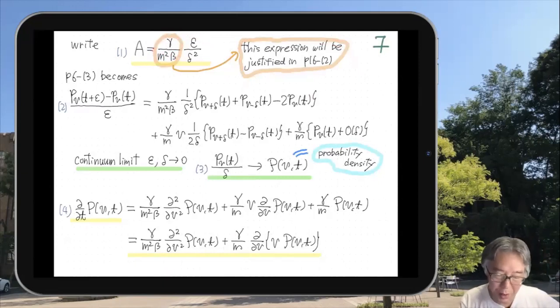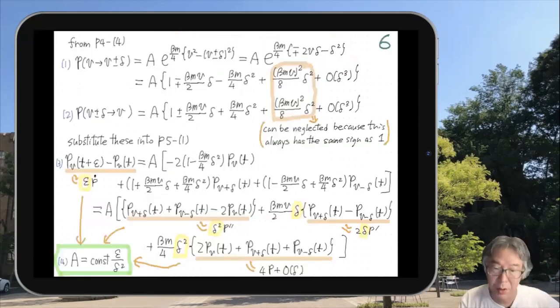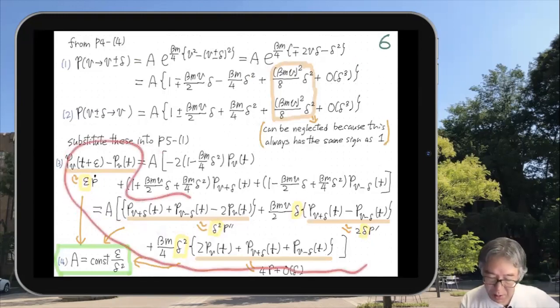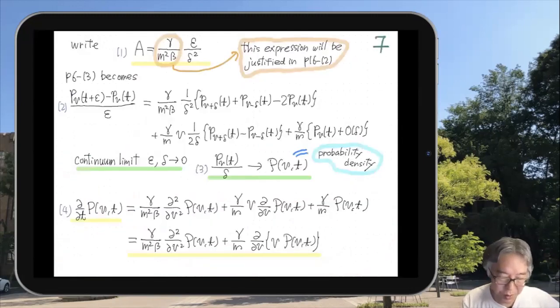But anyway, we assume this form of A, and we substitute this into page 3 of page 6. Yes, we substitute this form of A into this, and just trust me, if you rearrange everything, we get this very nice form. And now we can easily take the limits where epsilon and delta go to 0.